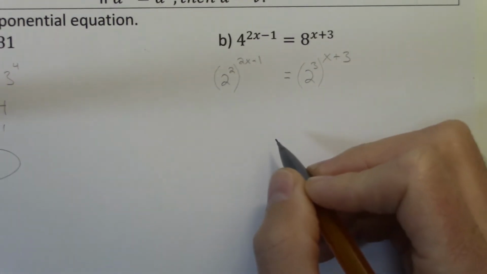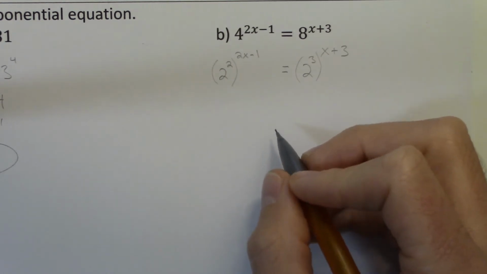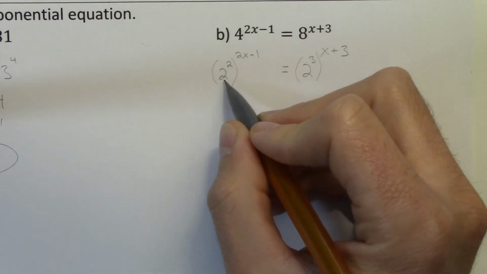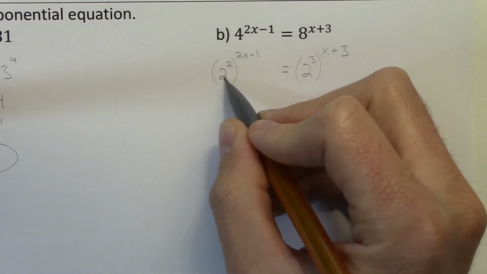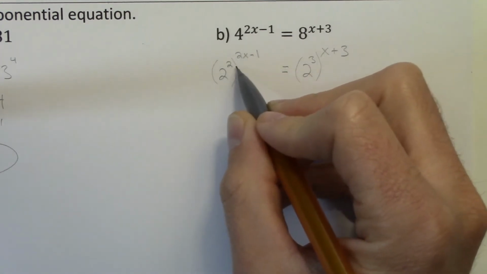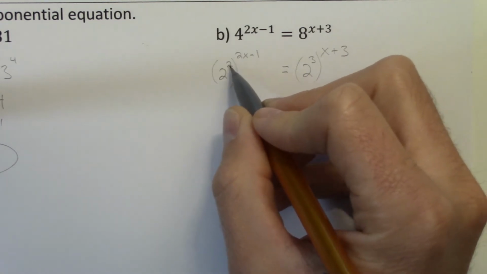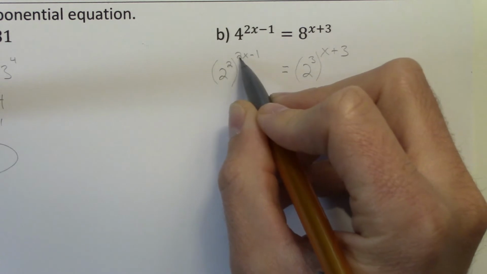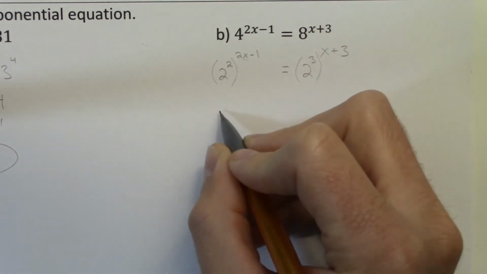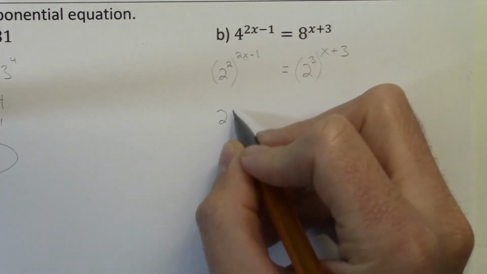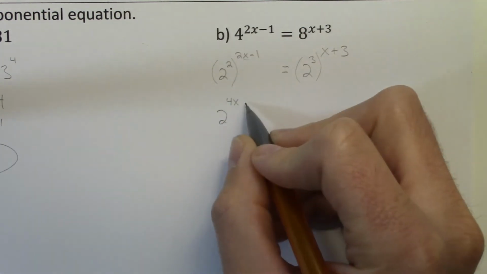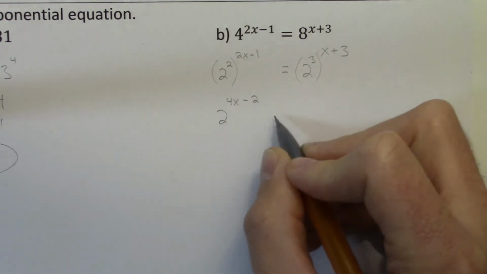Now we need to know a little bit about the laws of exponents. The law says that if you have a power, like 2 here, raised to a power to a power, you actually multiply these. So I'm multiplying this 2 times this 2x minus 1, which gives me still the base 2 to the power of 4x. Remember, I have to multiply times the negative 1 as well, so 4x minus 2.